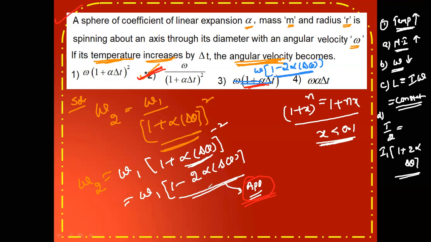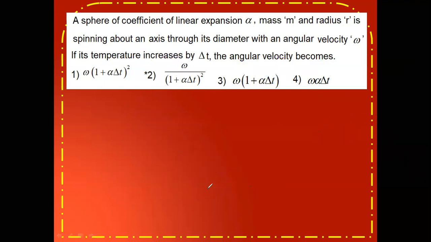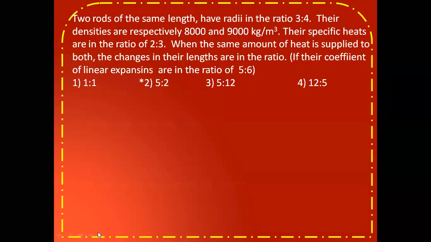Right. Now let's move on to the next problem. Next model, we can say. See this question. Two rods of the same length. They give the same length and have radii in the ratio 3:4.